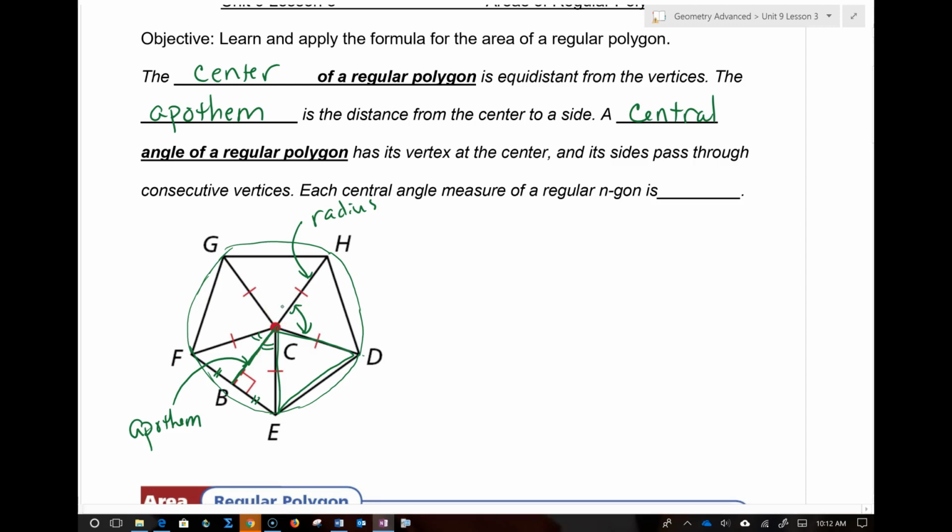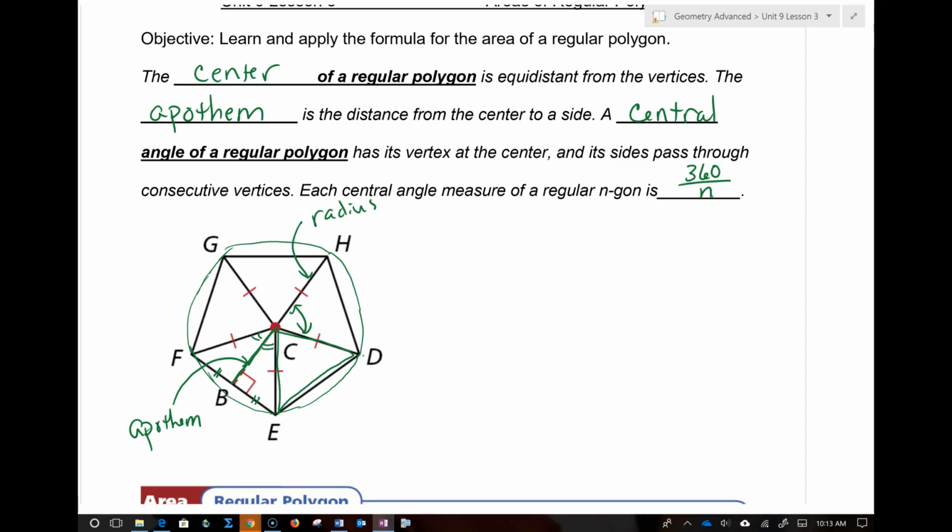Now think about what you already know. If I have a point, how many degrees around that point is there? How many central angles did I have right there in that diagram? So what would you do to find this diagram's central angle? Yeah, 360 divided by 5. So basically 5 is the number of sides, right? Well, anytime I do this, my central angle is going to be 360 divided by n, the number of sides. So that allows us to do this.